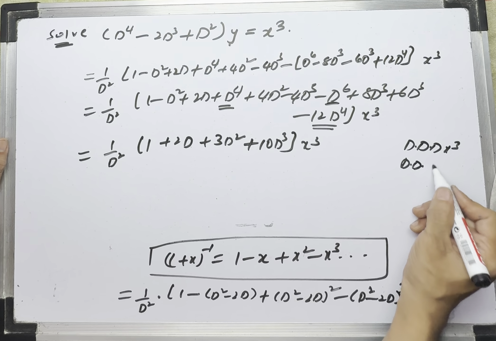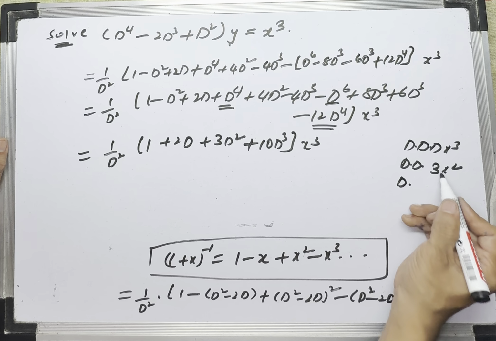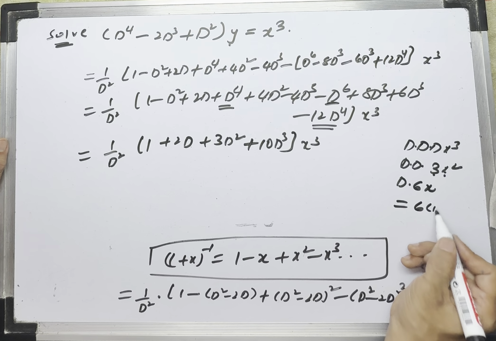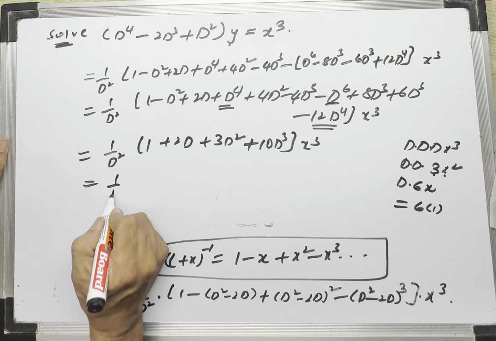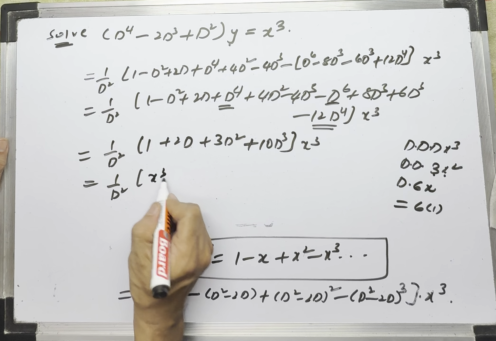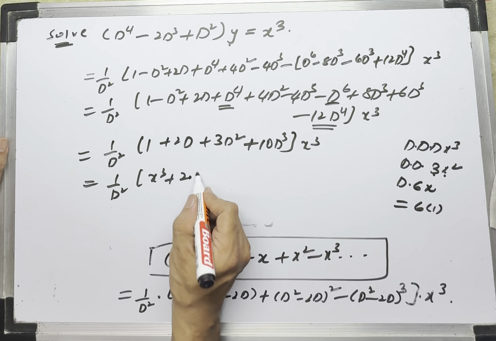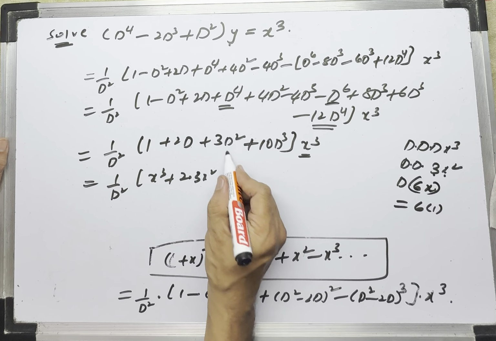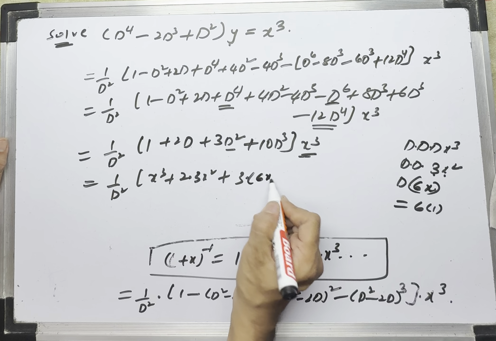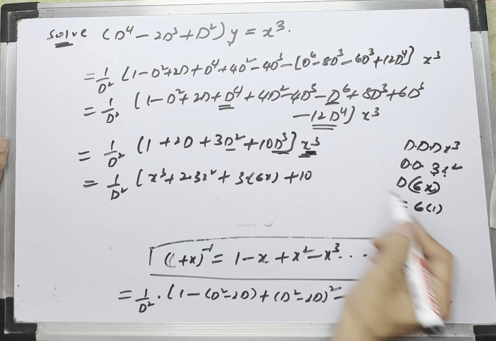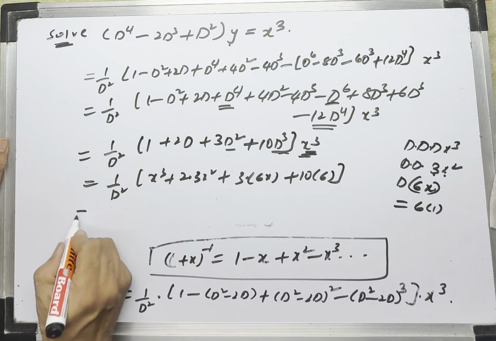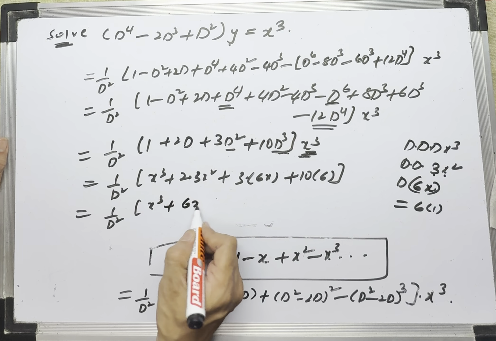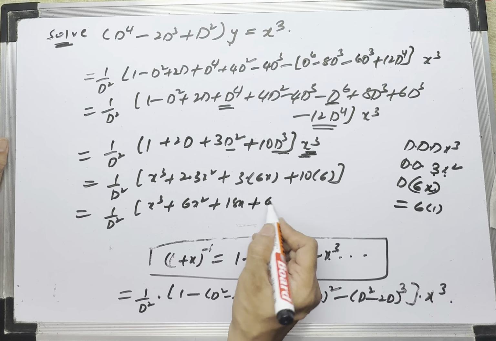Now differentiating 3 times x cube. First time differentiating you will get 3x square. Second time if you differentiate, 2x into 3, 6x. Third time if you differentiate 6 we will get 6. So 1 by D square, 1 into x cube is x cube. 2 into derivative of x cube is 3x square. 3 into 2 times derivative, if you are differentiating x cube twice you will get 6x. 10 into 3 times, if you are differentiating x cube, we will get 6. So this will be 1 by D square of x cube plus 6x square plus 18x plus 60.